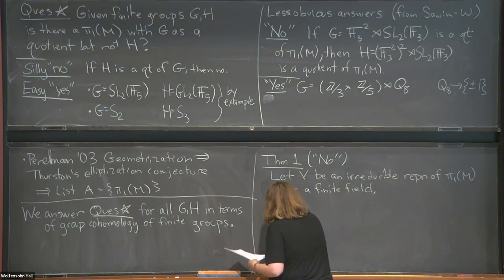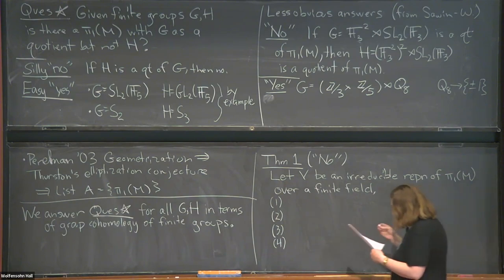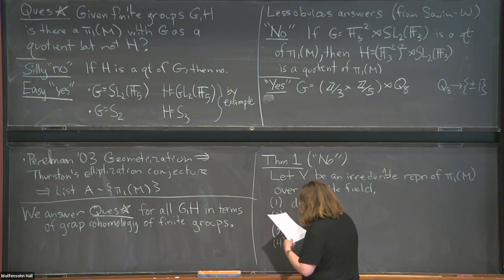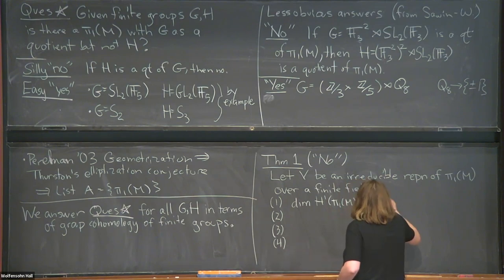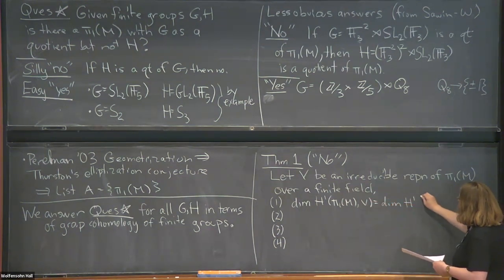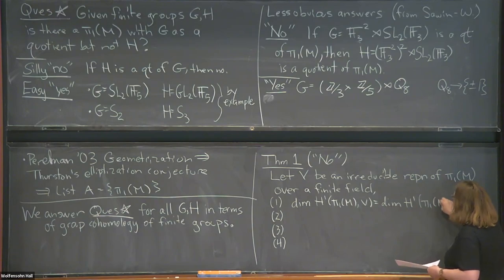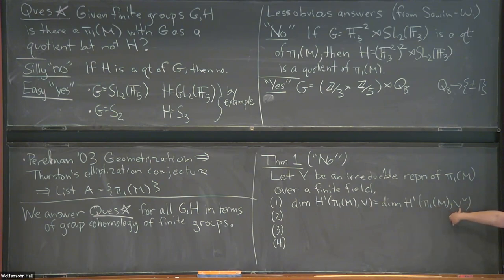We give four criteria that have to be true that this representation satisfies. So the first one is that the dimension of the H1 group cohomology of the fundamental group on that representation has to be the same as the dimension of the H1 of the fundamental group on the dual representation. So this is just the dual representation. And this is a pretty simple fact.